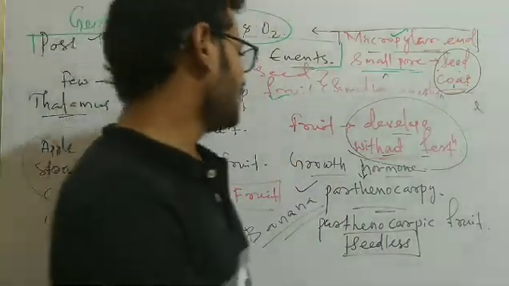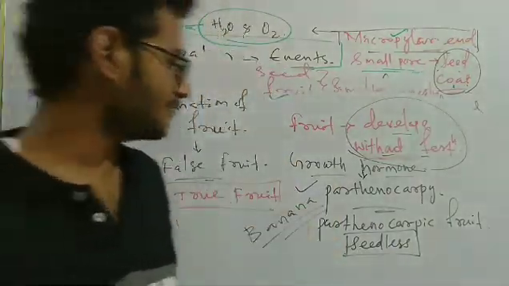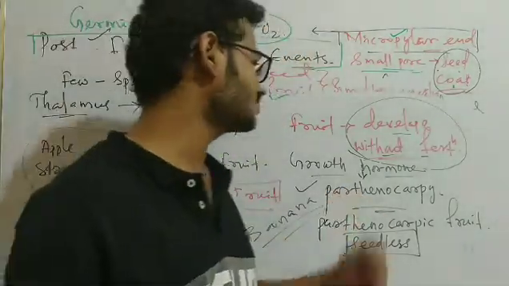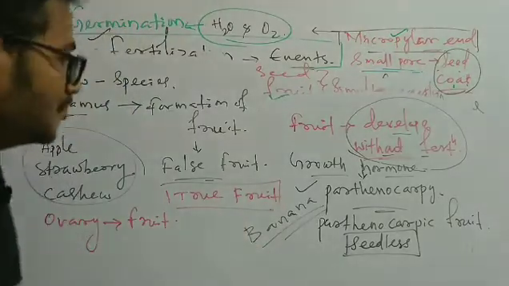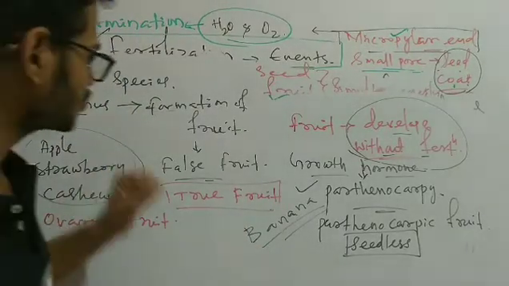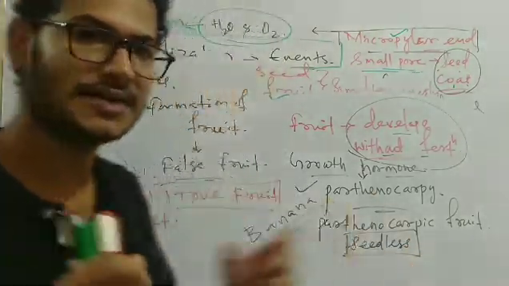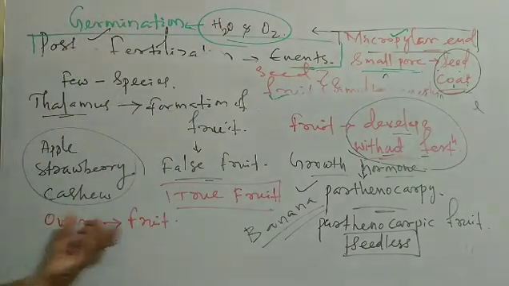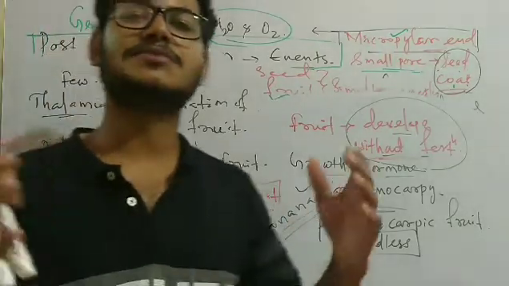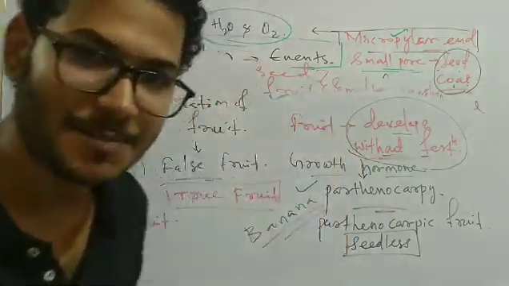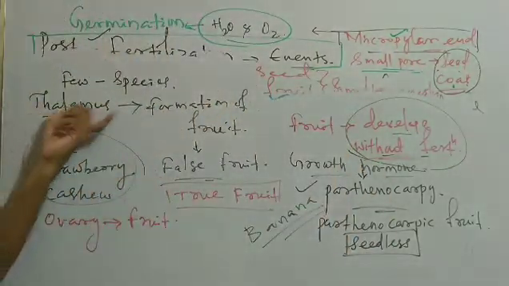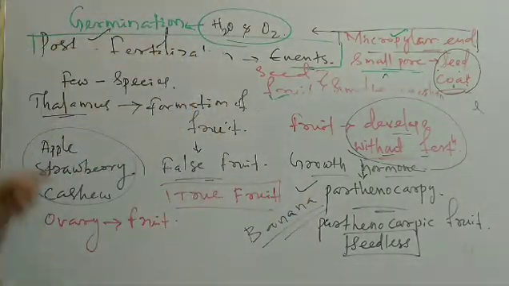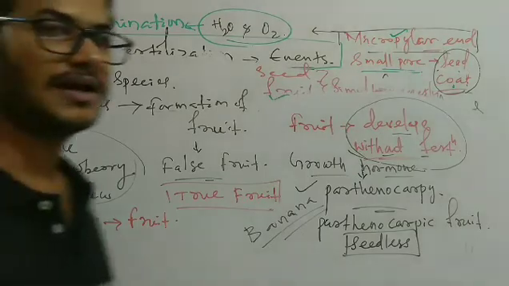Okay, so we have also discussed the parthenocarpic fruit, seedless fruit, and how they are formed with the process of parthenocarpy. The example was banana. We have also discussed the true fruit and the false fruit. In case of true fruit, the ovary develops into fruit. But in case of the false fruit, the thalamus plays an important role. The thalamus helps in the formation of fruit. That is why it is called false fruit. The examples were apple, strawberry and cashew.